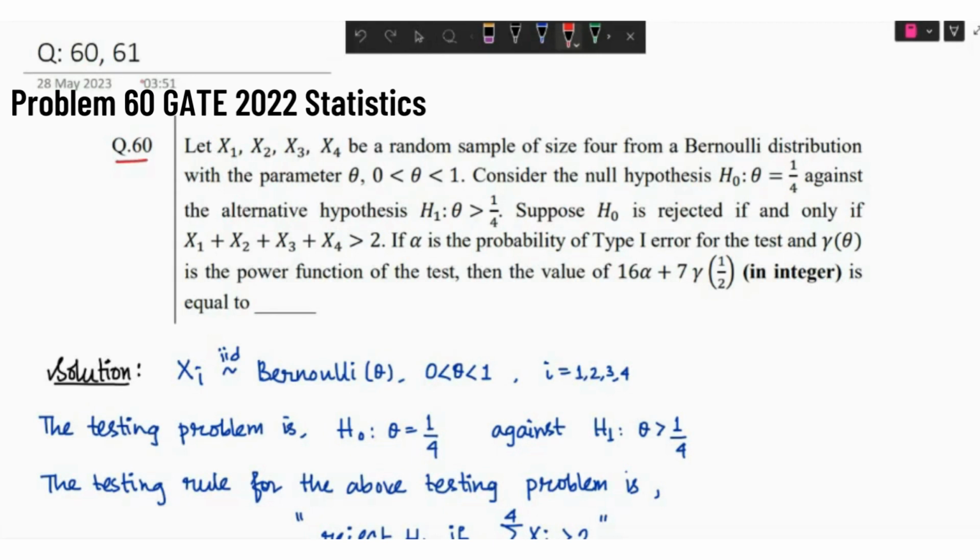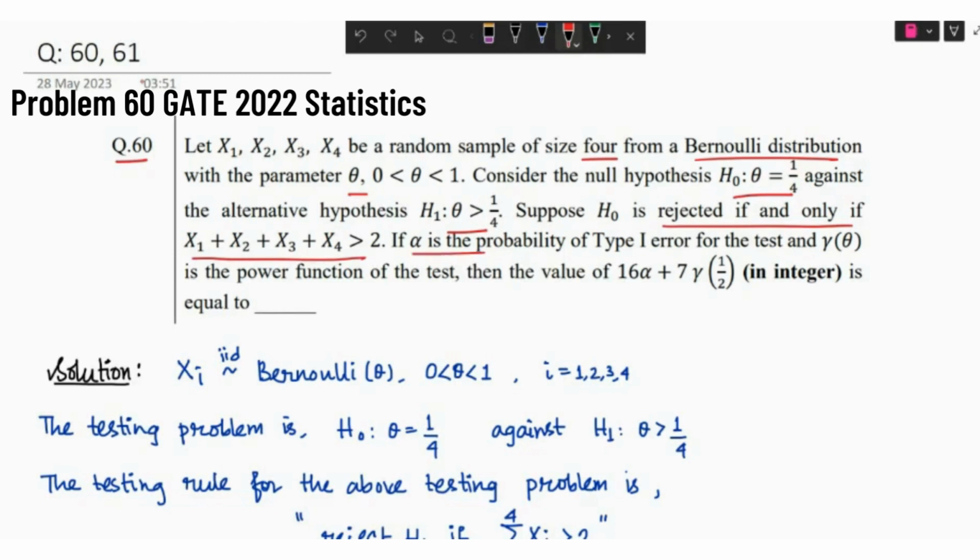The problem says that X1, X2, X3, X4 be a random sample of size 4 from a Bernoulli distribution with the parameter theta, for theta lies between 0 to 1. So we consider the null hypothesis H0: theta equal to 1 by 4 against the alternative hypothesis H1: theta greater than 1 by 4. Suppose H0 is rejected if and only if the sum of the Xi's is greater than 2.